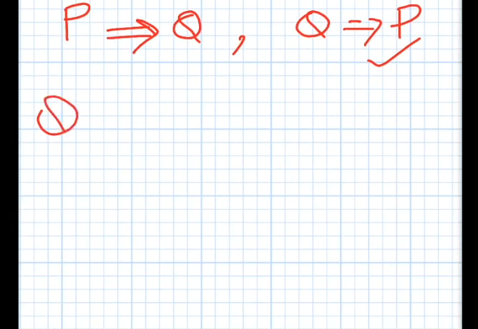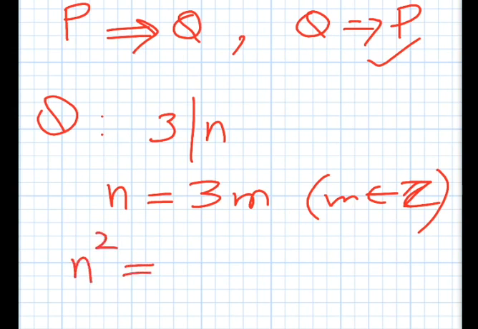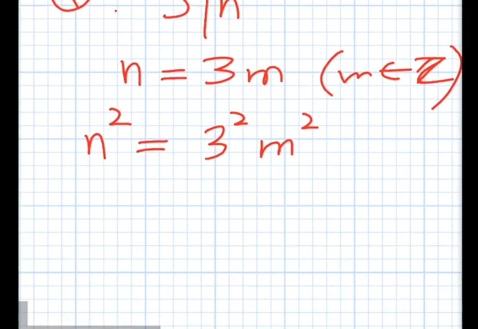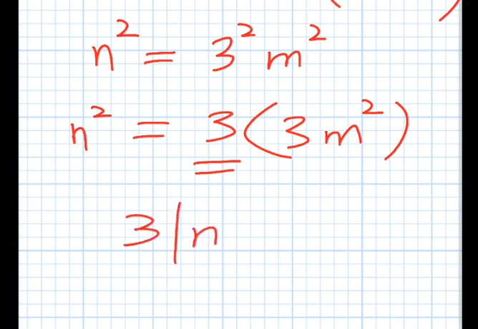So Q is what? Q is that 3 divides n. If 3 divides n, then I can write n is equal to 3 times some integer m. And then I can write n squared is equal to 3 squared times m squared, which means 3 times 3m squared. Now this means that in the factorization of n squared there is a 3 there. So this means that 3 does divide n squared.